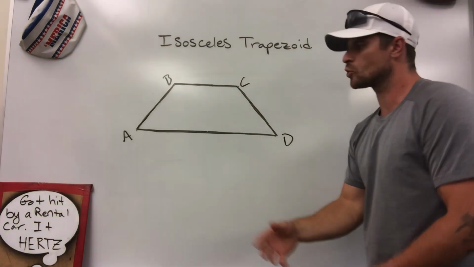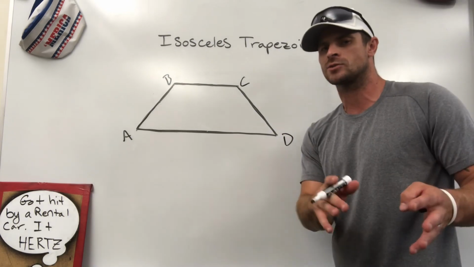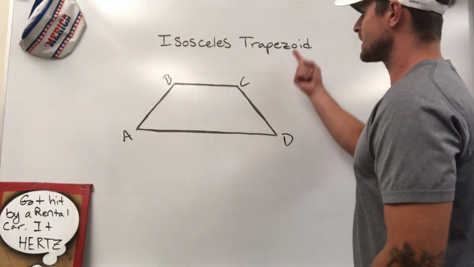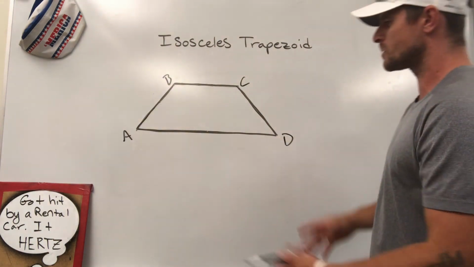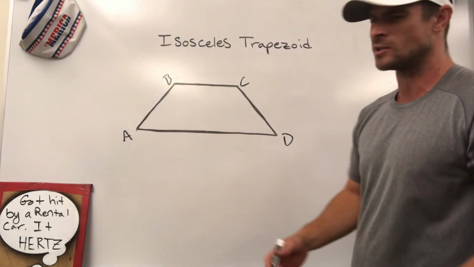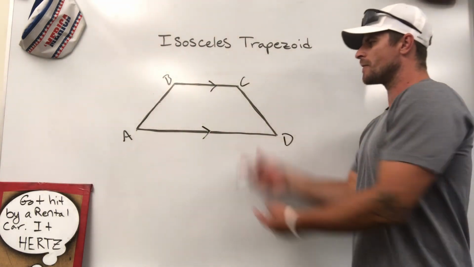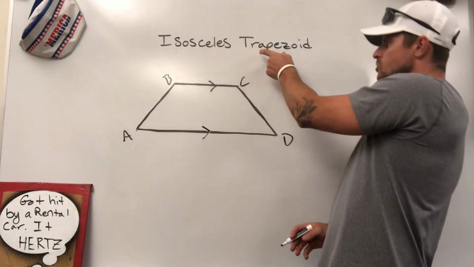All right, this is trapezoid ABCD. Not only is this a trapezoid, it's a special type of trapezoid. It's an isosceles trapezoid. The fact that it's a trapezoid tells us we've got one set of parallel lines. Which lines are parallel, you might be thinking? The ones that look parallel, you silly Billy. There they are. Now that we know those two lines are parallel, what else do we know when we're dealing with an isosceles trapezoid?